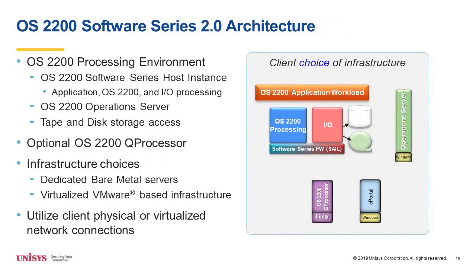When you look at the overall design of a software series implementation, you see that we've combined the application processing and the I/O processing on a single set of software series firmware. Some of you may know that as SAIL. And that becomes the basis for an OS 2200 instance. Now, to complete the OS 2200 instance, you have to have an operations server, with management similar to the Dorado family, as well as tape and disk resources in order to launch that instance. The OS 2200 Q Processor is an optional piece, and each of these can be run on either their own dedicated bare metal servers or as part of the VMware virtualized environment.